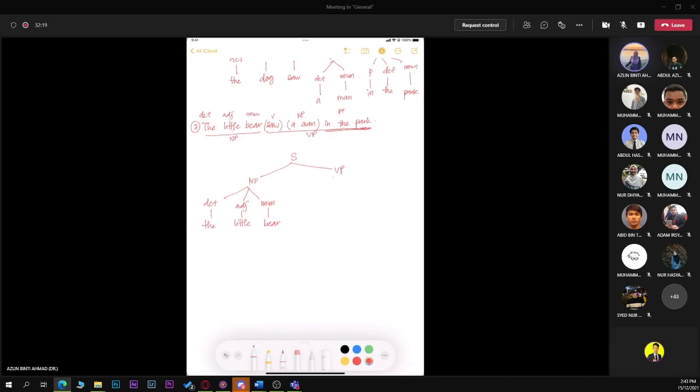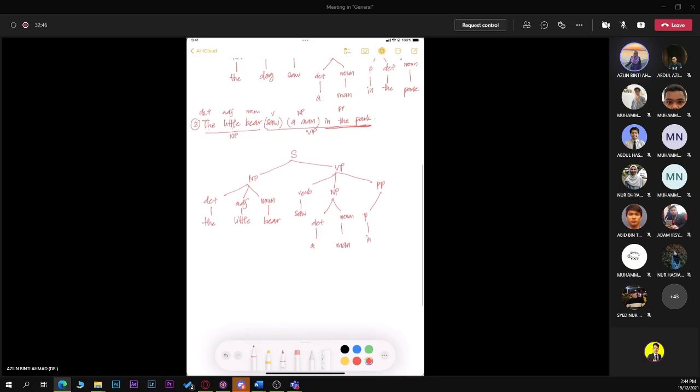Okay. So kat sini, you akan keluarkan verb, which is saw. And then we have noun phrase. And noun phrase, dia ada dua. Determinant and also noun. This is a, this is man. And then kita ada PP, preposition. Kita ada in kan? And then kita ada determinant. And we have park, noun. The park. Okay, lagi panjang sentence you, lagi besar you nak kena construct.